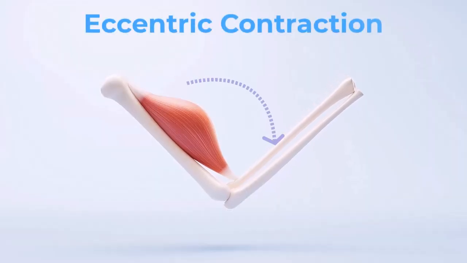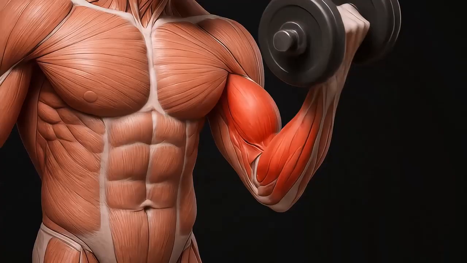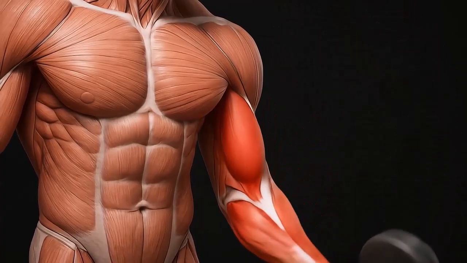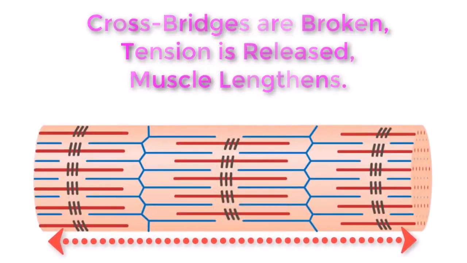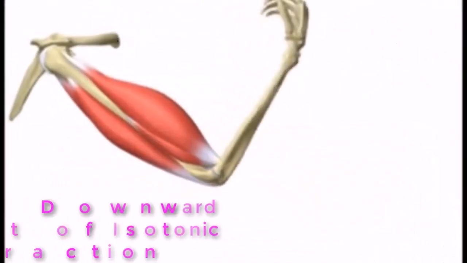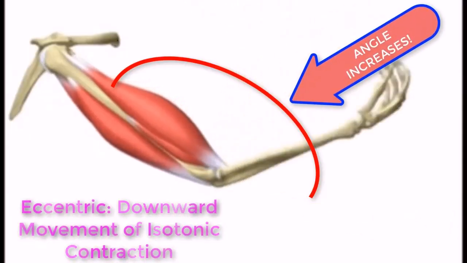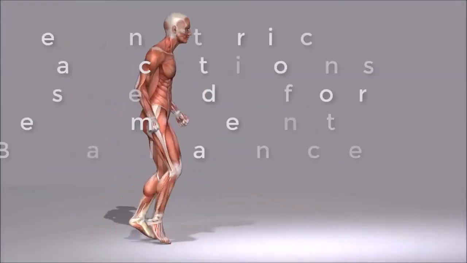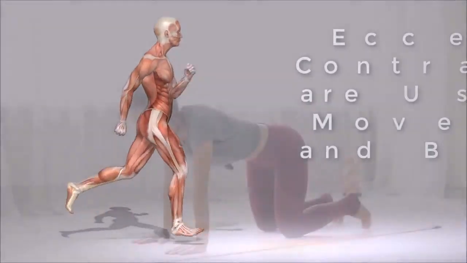An eccentric contraction occurs as the muscle tension diminishes and the muscle lengthens. In this case, the hand weight is lowered in a slow and controlled manner, as the amount of cross bridges being activated by nervous system stimuli decreases. In this case, as tension is released from the biceps brachii, the angle of the elbow increases. Eccentric contractions are also used for the movement and balance of the body.